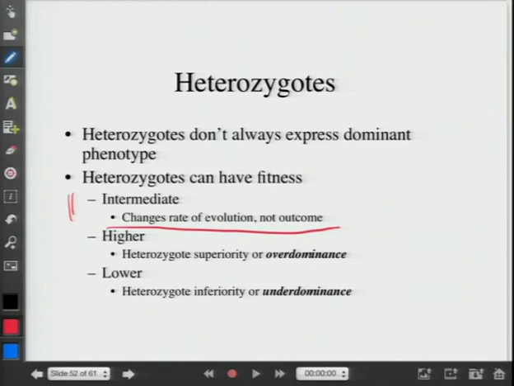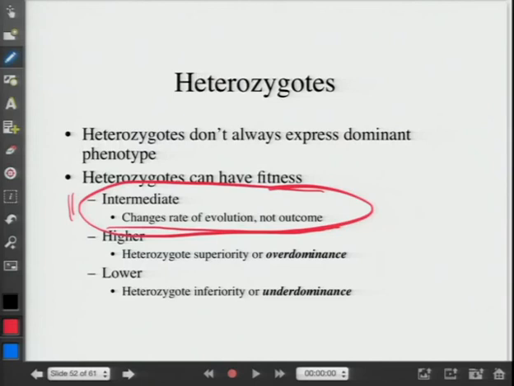So I just told you what's the outcome, what's the equilibrium state, equilibrium frequency of a beneficial allele. I just asked you that, and you told me it's 1, fixation. Right? If selection is the only thing happening, a beneficial allele will go to fixation. If heterozygotes have fitness that is intermediate, that's still true. The equilibrium frequency of the beneficial allele is still 1.